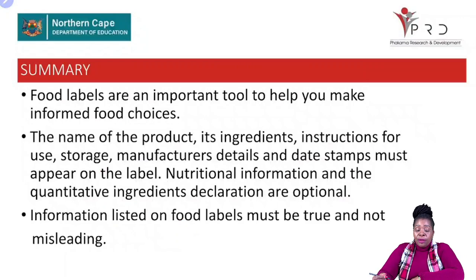Food labels are an important tool to help you make informed food choices. And we also say that the name of the product, its ingredients, instructions for use, storage, manufacturer's details, and date stamps must appear on the label. Nutritional information and the quantitative ingredients declaration are optional, right? The information listed on food labels must be true and not misleading to the consumer.